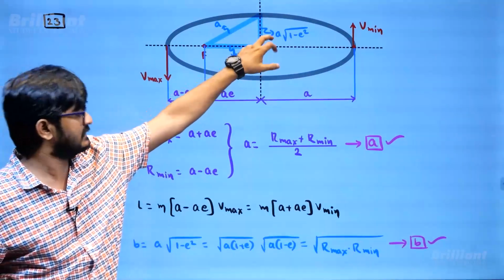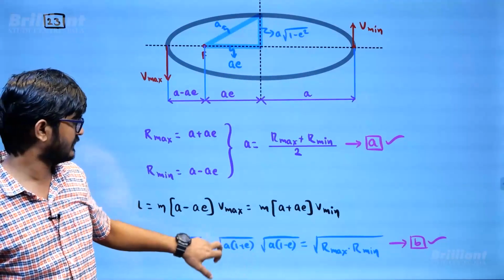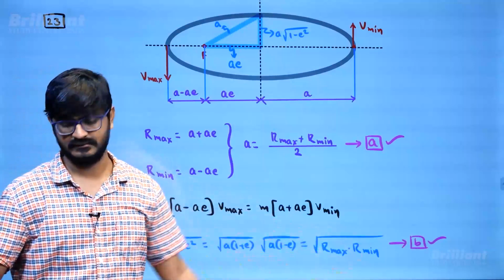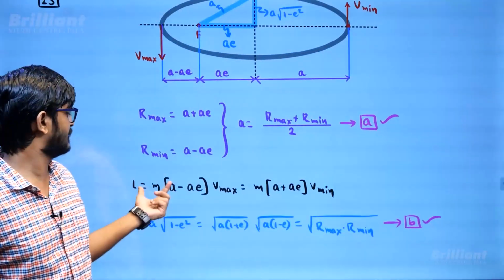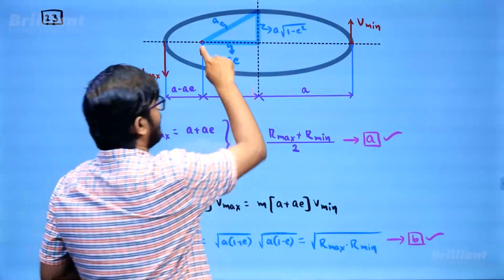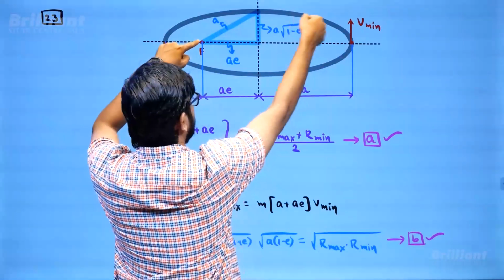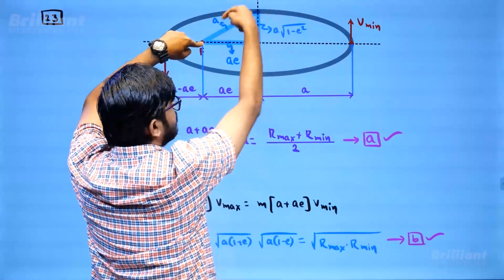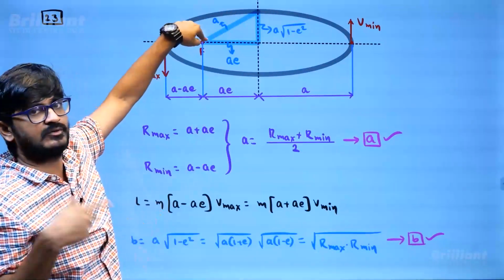So this I can write this way. Now what is this? This is R max, this is R min, right? Now I have written something here. What is this? Angular momentum at this point. Angular momentum will be conserved because the force is always passing through that point. So torque is 0 about this point. So angular momentum must be conserved.